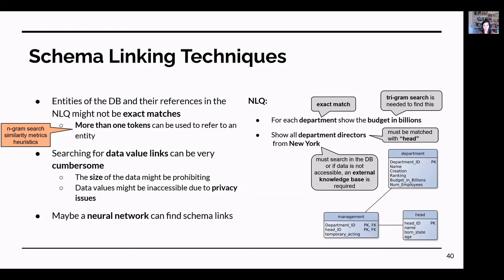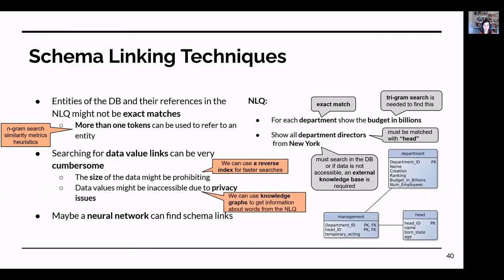But it may also be the case that either because our data does not match exactly what we see in the query, or even because the data is not accessible, for example, due to privacy issues, an external knowledge base may be more appropriate. So essentially here we have two possible approaches: using an inverted index for creating these data value links, and using knowledge graphs or other external sources to make these connections.